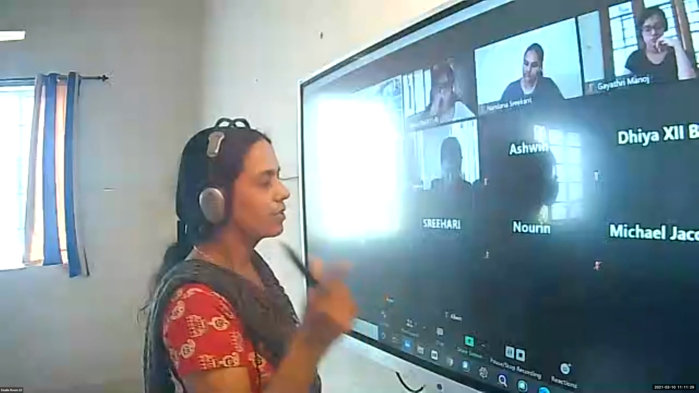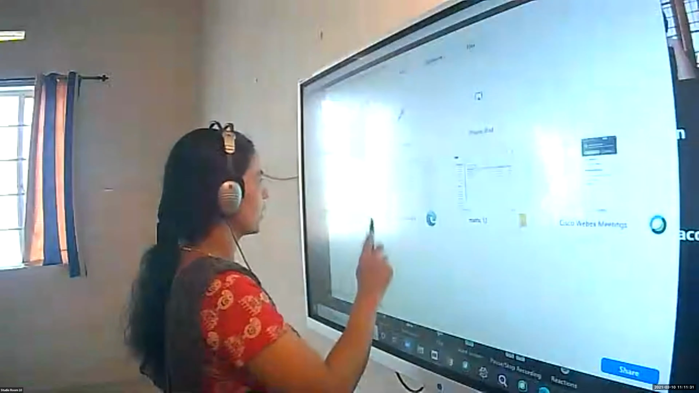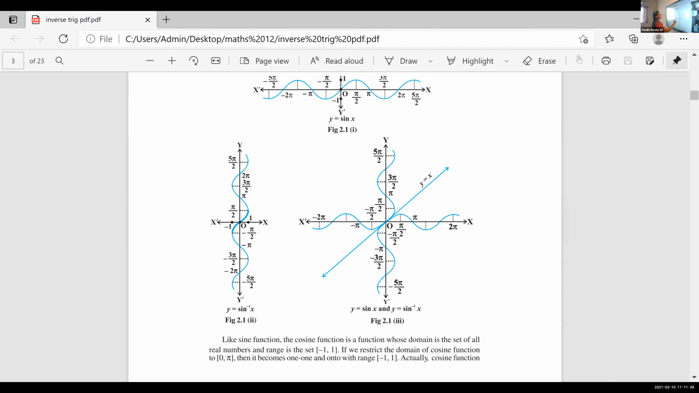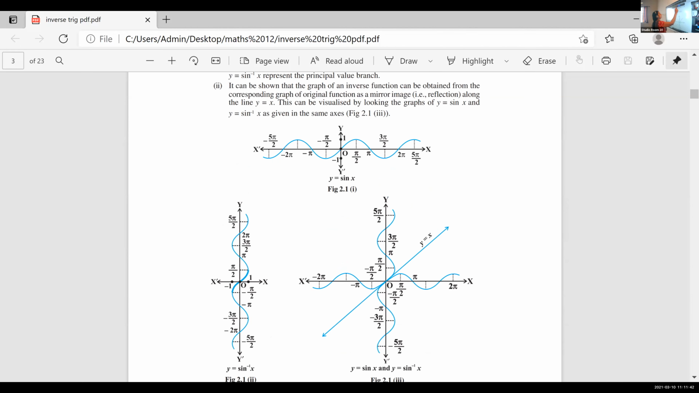If you take each cycle in the graph of the sine function, look at the graph. This is the graph of sine x. So we take only this part, minus pi by 2 to plus pi by 2. Only this part we are considering, what I am marking in the graph. Is it clear, children? Can you see that part?